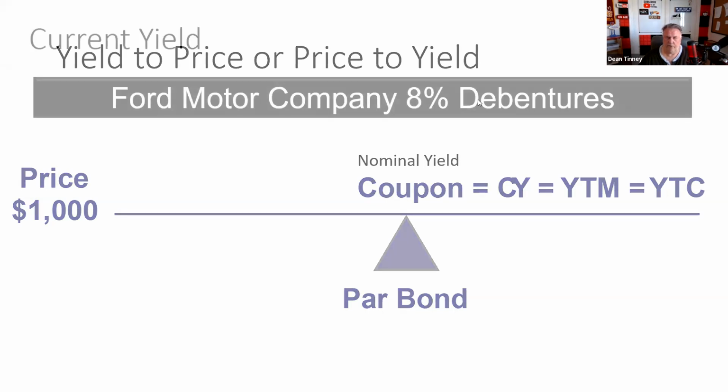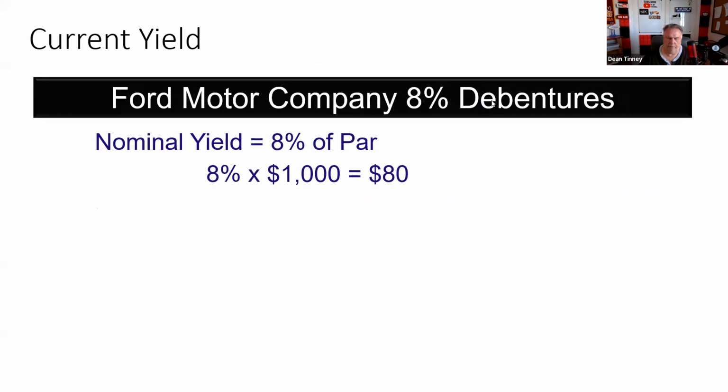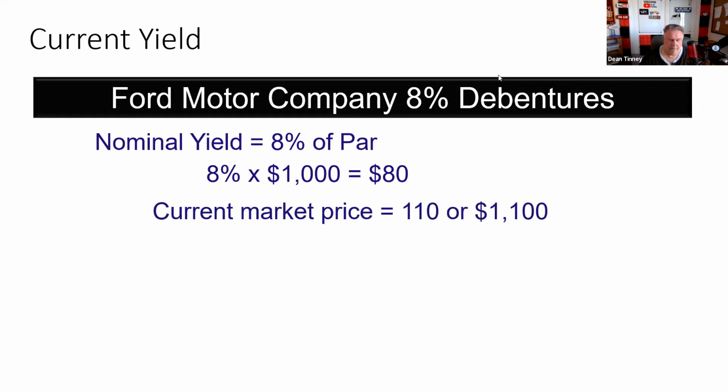Now, as we said, the one thing you've definitely got to be able to do on the test is calculate current yield. And you can't be fumbling around with current yield. Current yield is what an investment pays you. So this bond pays $80 in annual interest divided by what it costs you. So let's assume now that in the secondary market, you're considering buying this Ford Motor Company debenture for $110.